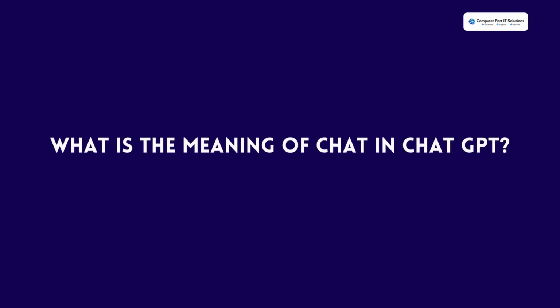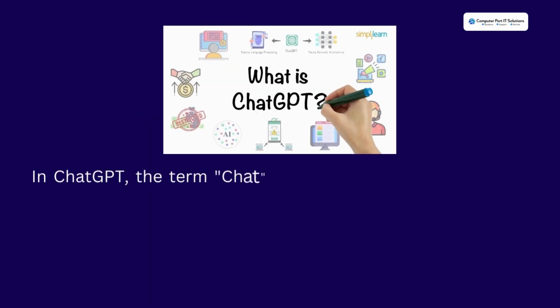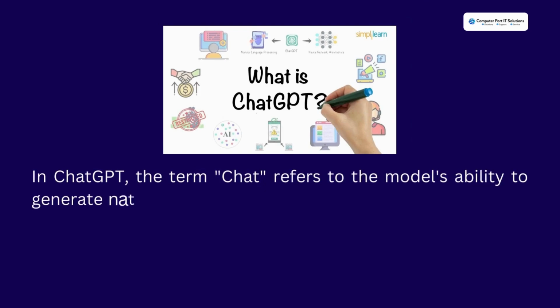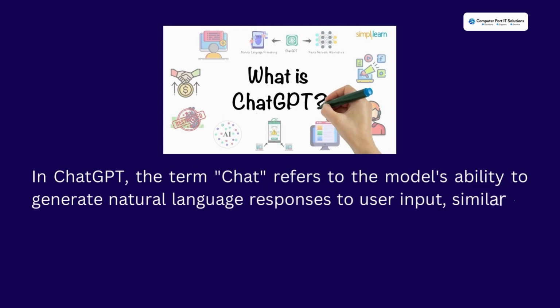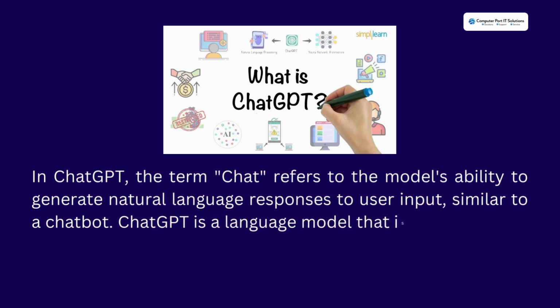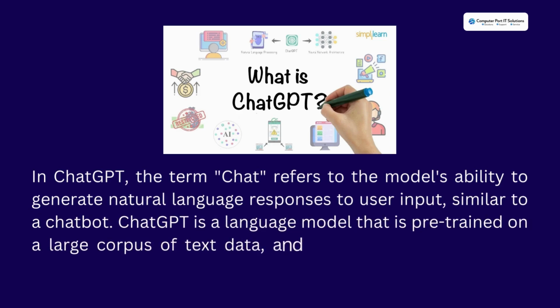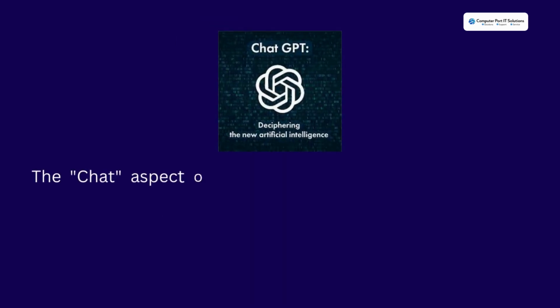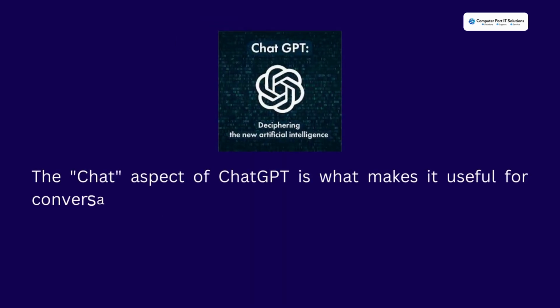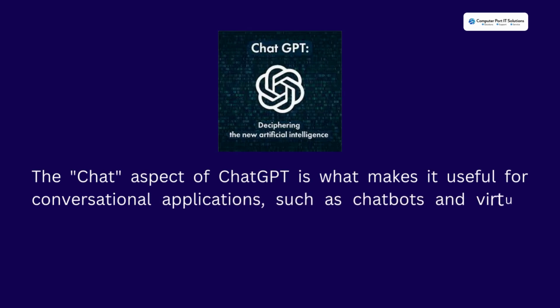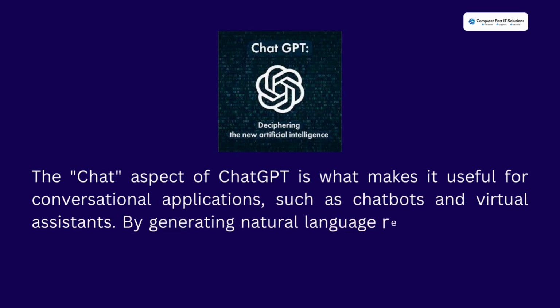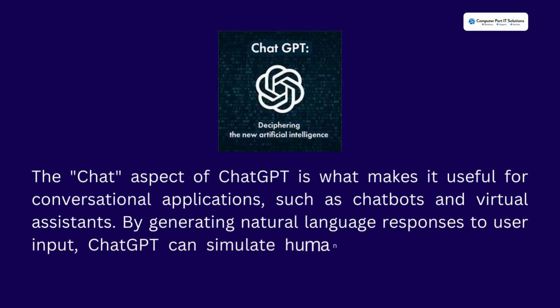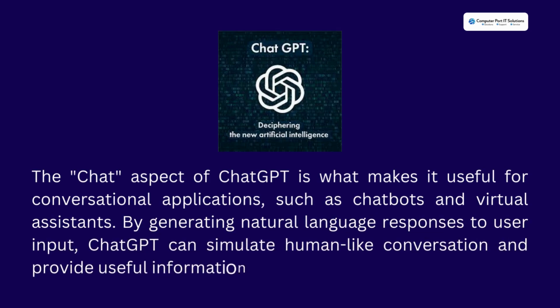What is the meaning of chat in ChatGPT? In ChatGPT, the term chat refers to the model's ability to generate natural language responses to user input, similar to a chatbot. ChatGPT is a language model that is pre-trained on a large corpus of text data, and it is designed to generate contextually appropriate responses to user input. The chat aspect of ChatGPT is what makes it useful for conversational applications, such as chatbots and virtual assistants.